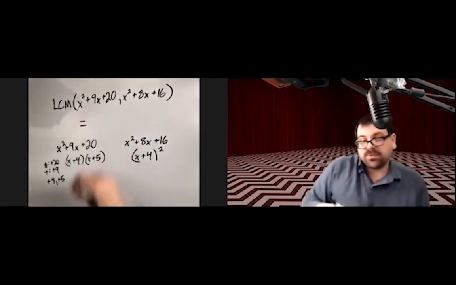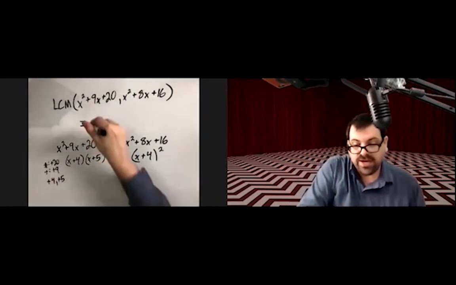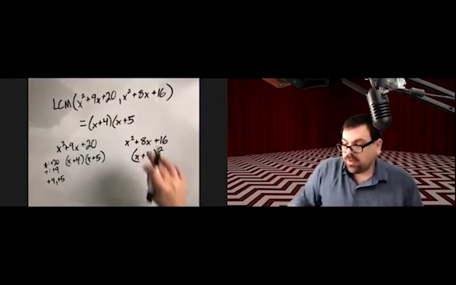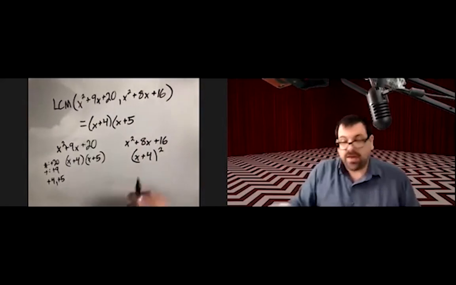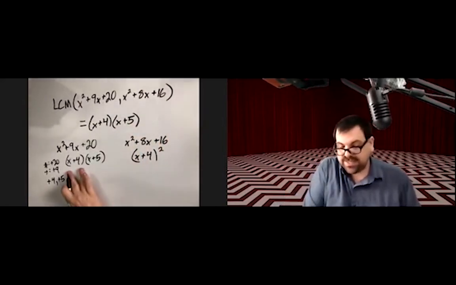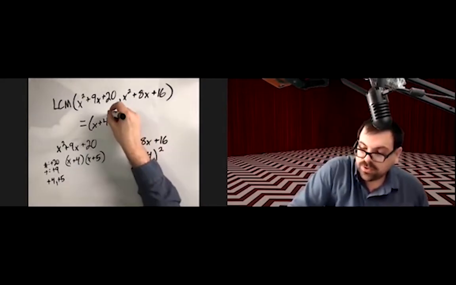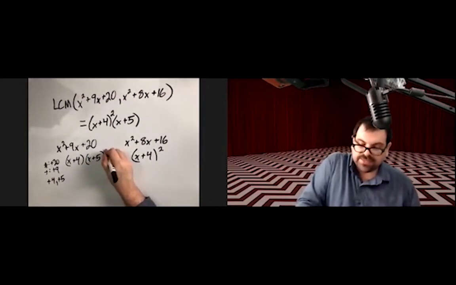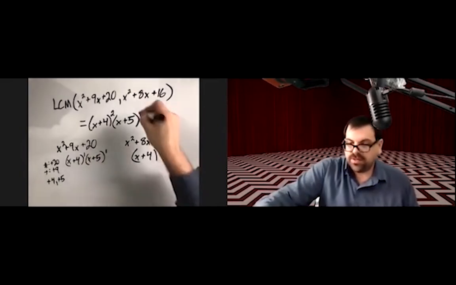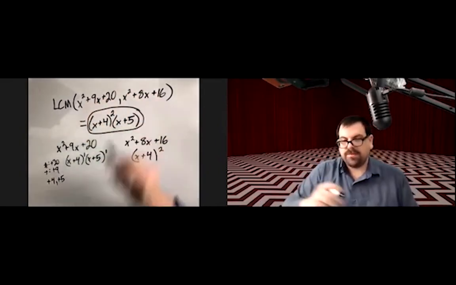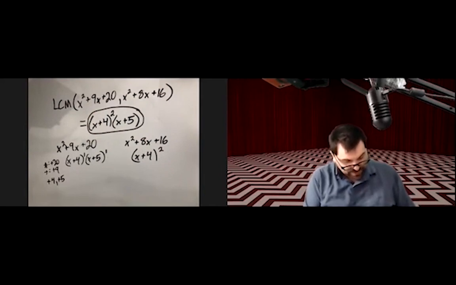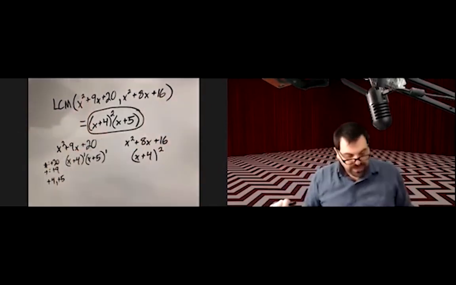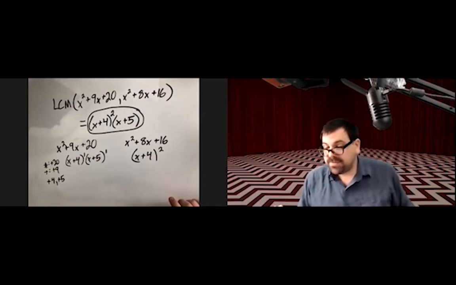So the least common multiple is going to be every factor we have. We have an x plus 4. We have an x plus 5. We already have an x plus 4. The highest power of x plus 4 that we see is x plus 4 squared. The highest power of x plus 5 we see is x plus 5 to the first. So that would be the LCM here. Least common denominator of two fractions that have these on the bottom would be x plus 4 squared times x plus 5.